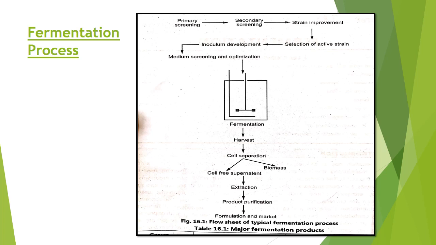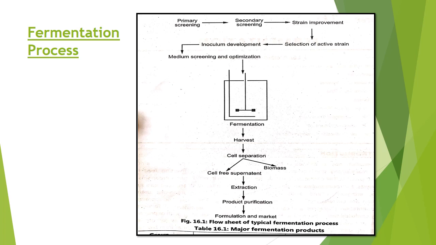After the secondary screening, the next step is strain improvement. In this step, microbial strains are improved in order to enhance their metabolic capacities for biotechnological application. We will improve the strain which is necessary for the further steps of fermentation. After strain improvement, we will select an appropriate active strain.